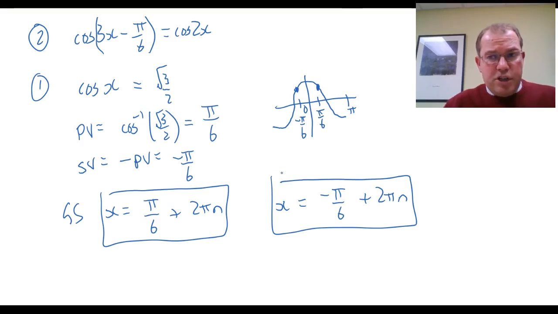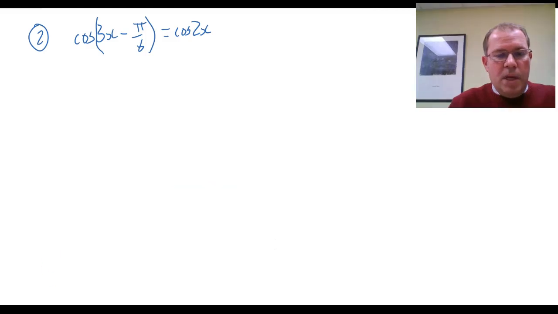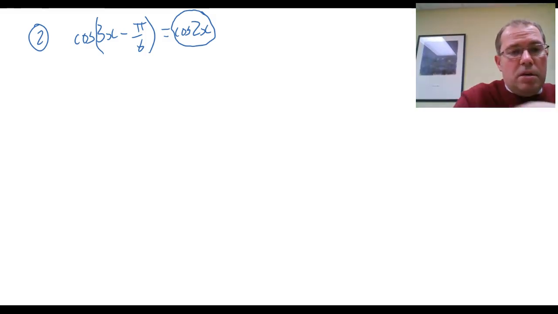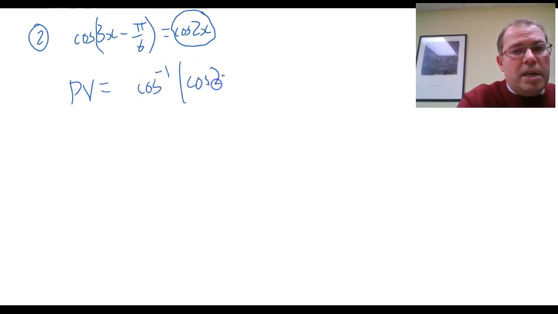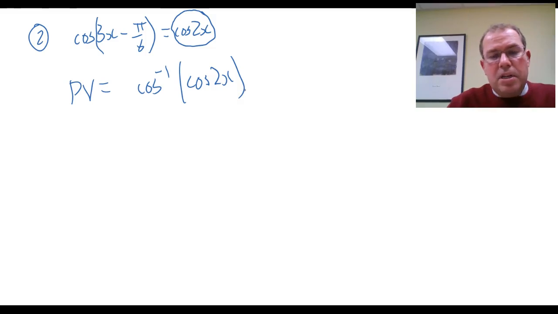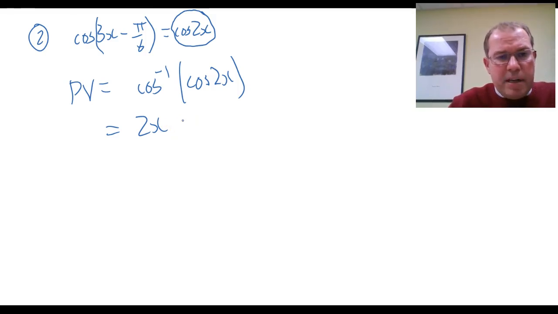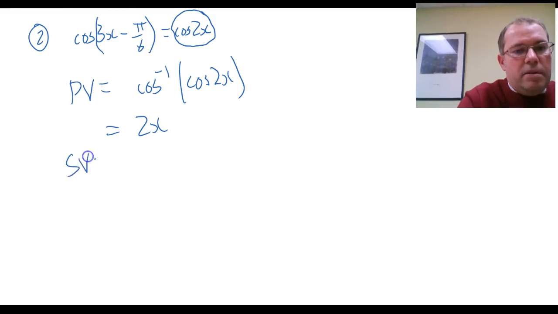Now, the reason to do a refresher on that is because it's exactly the same principle in solving the second one there, cos of 3x minus pi over 6 equals cos 2x. So I'm going to treat this right-hand side part here just as a number, like it was root 3 over 2 before. So to find the principal value, I'm going to do cos inverse of the right-hand side, assuming again that the cosine inverse function exists because we've restricted the domain from 0 to pi. Now, cosine inverse of cosine 2x must be back to 2x, because we've done the inverse of the function. So my principal value is 2x. My secondary value for cosine, because it's symmetrical in the y-axis, is minus 2x.